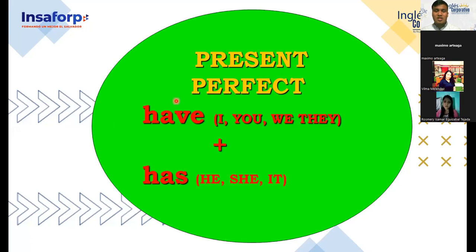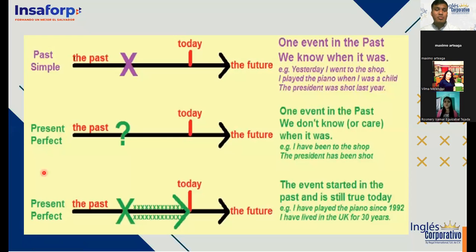This is just a reminder for you. We saw that yesterday. Just a reminder to remember the personal pronouns that we are going to use with each one of the auxiliaries in present perfect. So we're going to move on fast to the next part. Here we have some timelines that are going to help us understand the differences between present perfect and simple past.